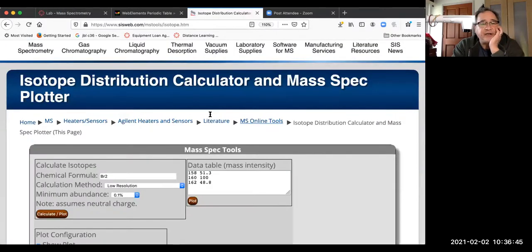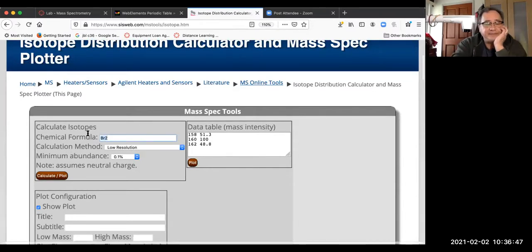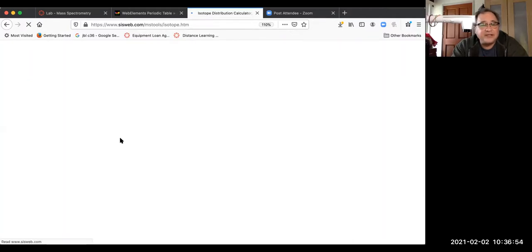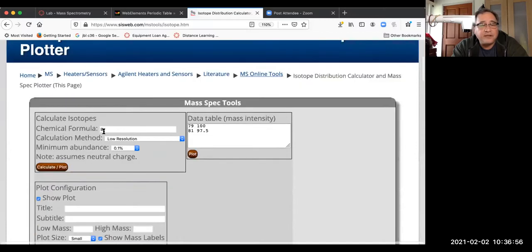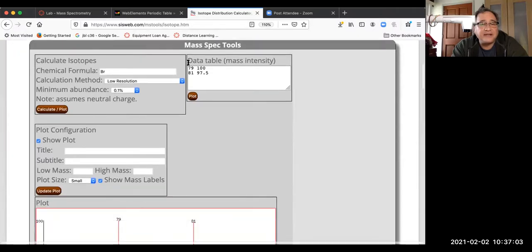So this is your simulator here. And can you see how it says chemical formula? I type in bromine. And when I hit return, I get this data table, which says there is a peak at 79 AMU, and that's the 100 peak, and there's one at 81, which is 97.5. So I want you to write that table down.